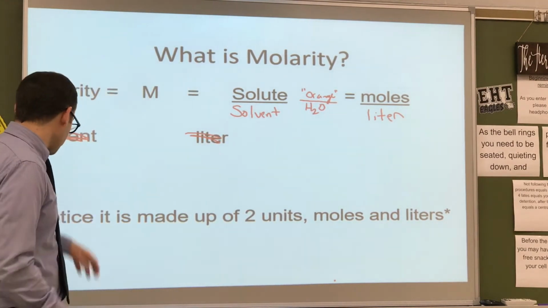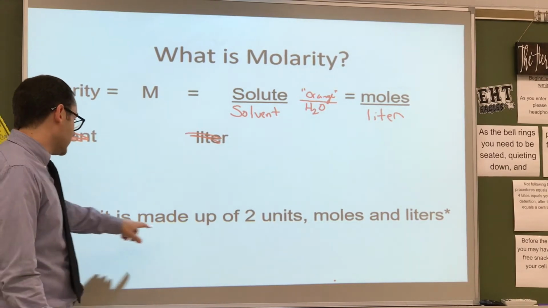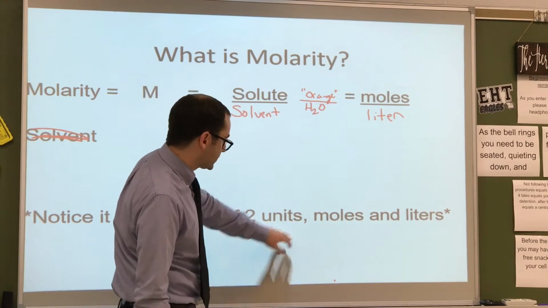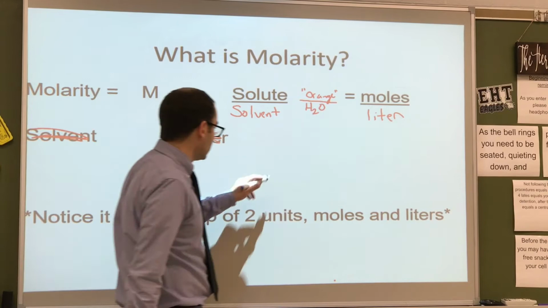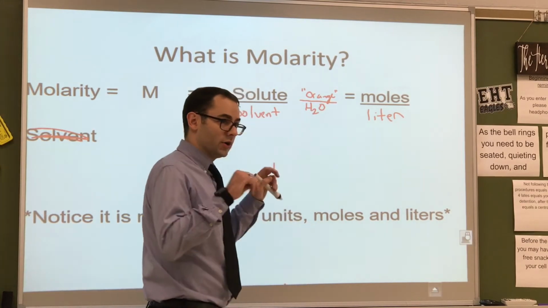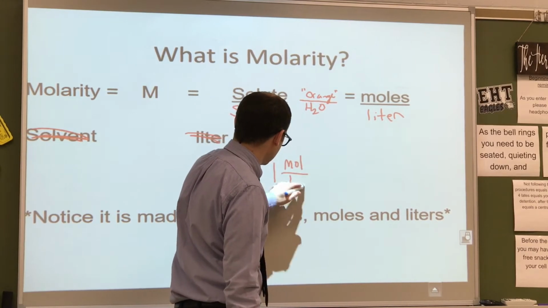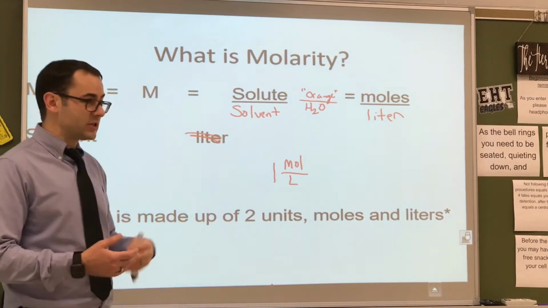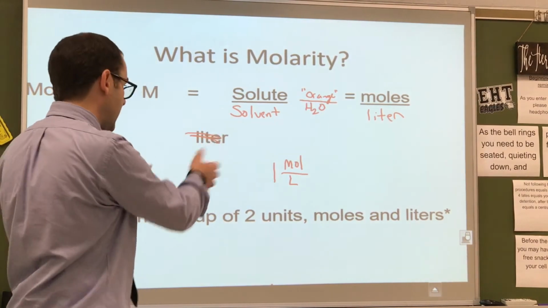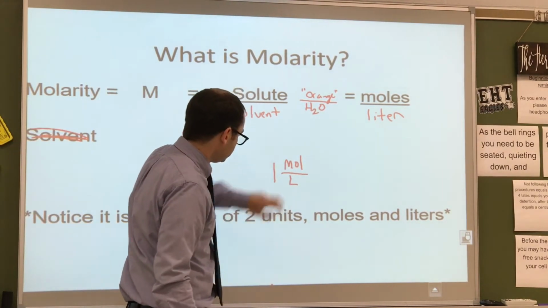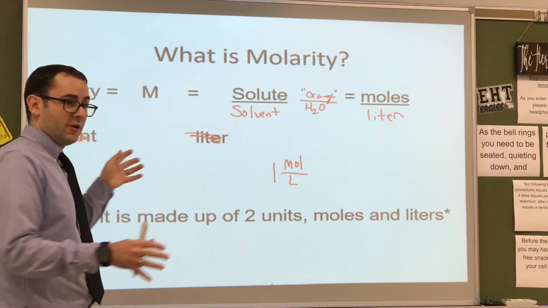And notice that this is the first time this year we've seen something made up of two units, moles and liters, all right? Which means if you had something that's 1 molar, it would be 1 mole over liters. Just like before, we would talk about something being 1 gram, right? But now it's something that has 2 units in it, which makes things a little bit more complicated, all right? Everybody okay so far on this?